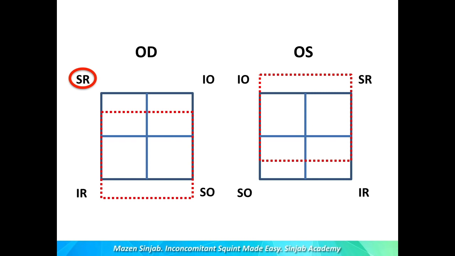So the muscles that will be operated are either the superior rectus itself, the affected superior rectus, or the antagonist, which is the inferior rectus, the yoke muscle, which is the left eye inferior oblique, or the antagonist of the yoke muscle, which is the superior oblique in the left eye.